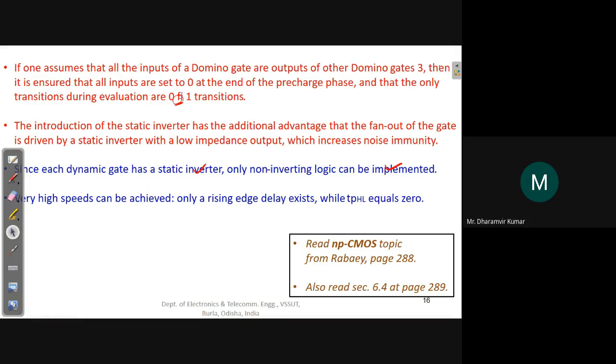I will not go into the theory part. You have understood it. All these portions, dynamic domino basically, and this topic of combinational logic design, all these topics I would be taking from the book by Rabaey. Okay.